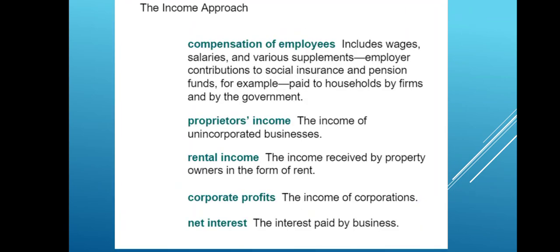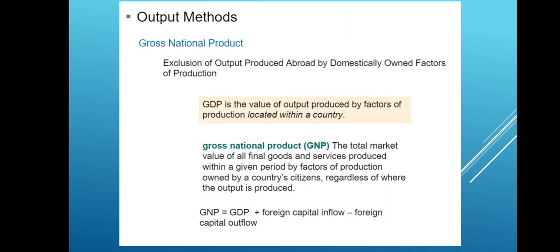Let's go into the income approach. The compensation of employees includes wages, salaries, various supplements, employee contributions to social insurance, and pension funds, for example, paid to households by firms and by the government. Proprietor's income, the income of unincorporated businesses. Rental income, the income received by property owners in the form of rent. Corporate profits, the income of corporations. Net interest, the interest paid by the business.